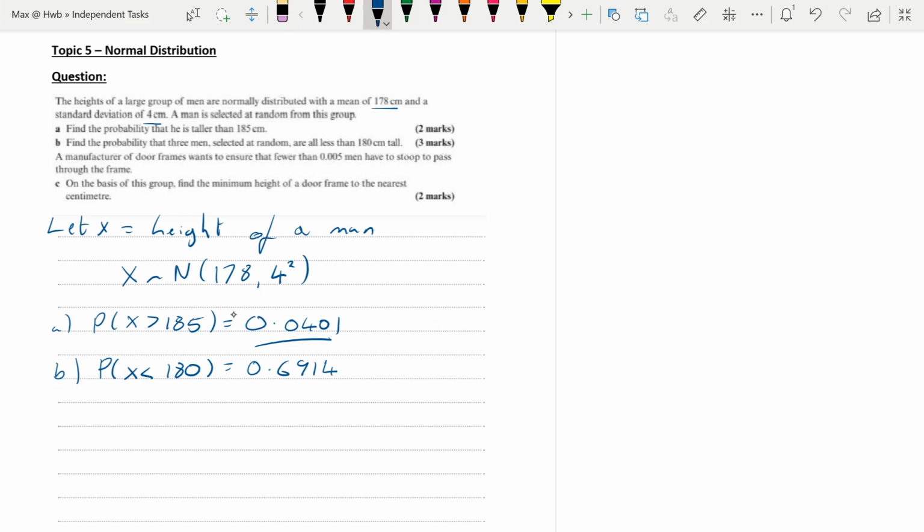Right, then from here, I want the probability that 3 men selected at random are all less than 180. So I want the probability that 1, 2, and 3 are all less than it. I could try and do binomial for 3 men, but I'm just going to cube that. So for 3 men, I'm going to do 0.6914 cubed. Okay, so it's the probability that the first is, times the probability the second is, times the probability the third is. Gives me 0.3306 as my final answer.